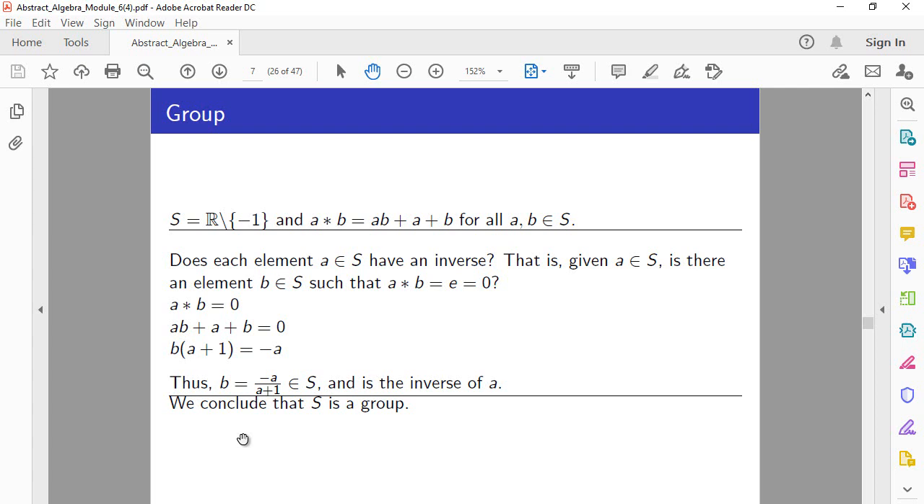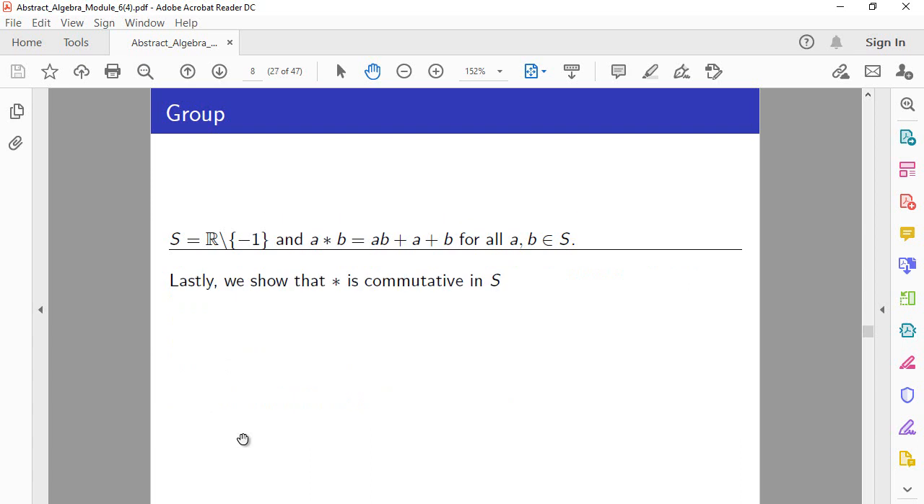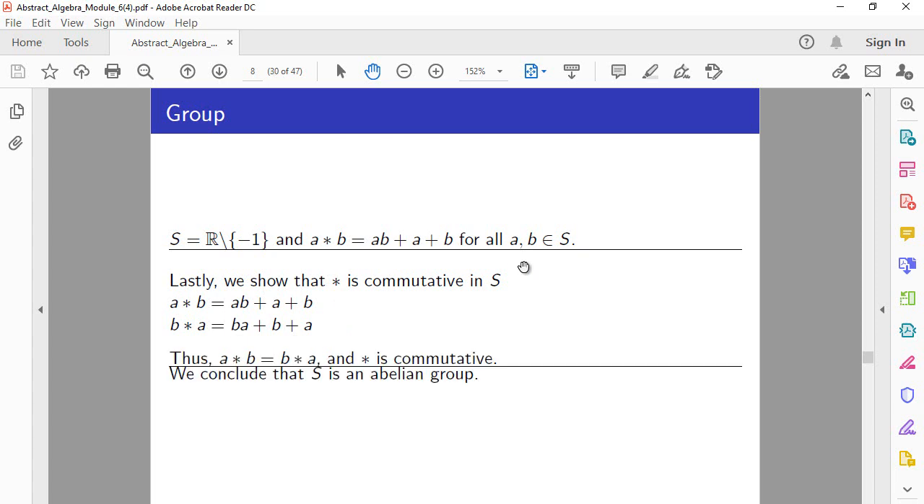But we wanted to show that S is an abelian group, so one more property that we have to establish now is that star is commutative. To do that, we have to just show that A star B is the same as B star A. Now A star B is AB plus A plus B, and B star A is BA plus B plus A by the definition of star. AB and BA are the usual product of real numbers, so they are the same. So A star B and B star A are the same, and star is commutative. So finally, we can say that S is an abelian group.